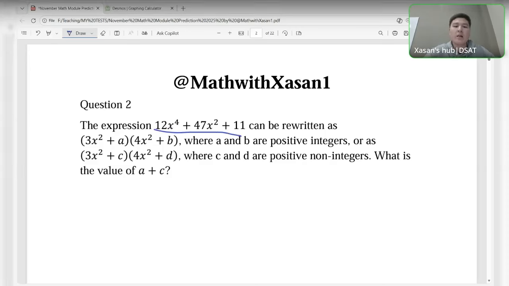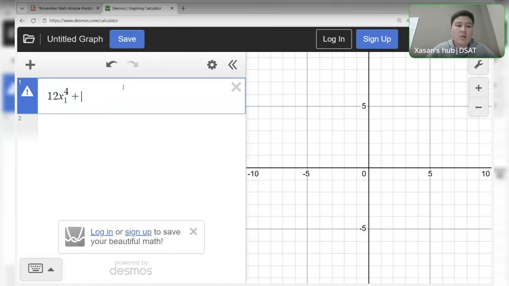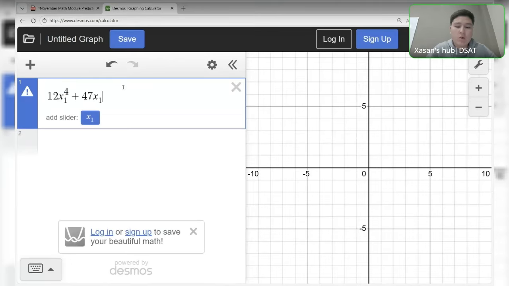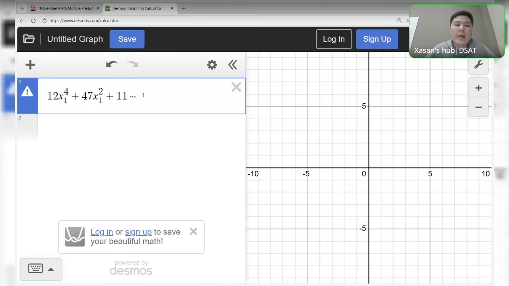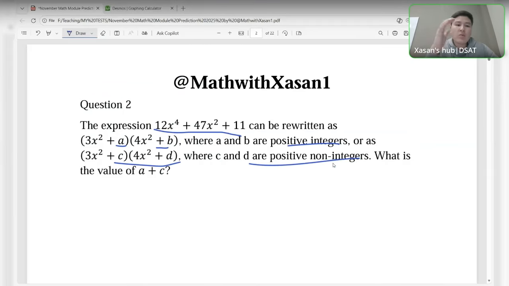The expression 12x to the fourth plus 47x squared plus 11 can be written as this, meaning that they are equal, right? So I'm going to use the Desmos, equalizing them. And here guys, we're going to use x1. I will explain why, guys. Plus, so plus we have 47x1 squared plus 11. And guys, I'm going to use the tilde sign. Why? Because there are variables a, b, where they are positive integers, and c, d, where they are positive non-integers. To find the variables, guys, we always use the tilde sign.